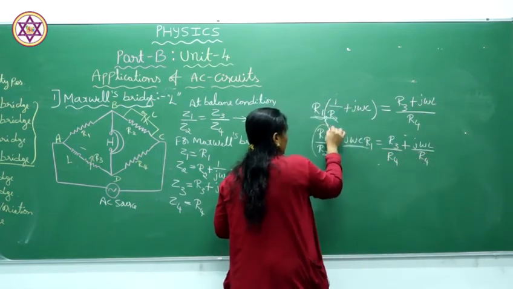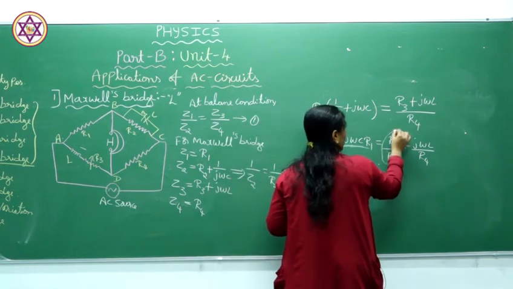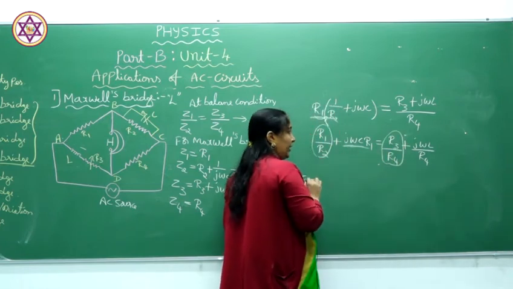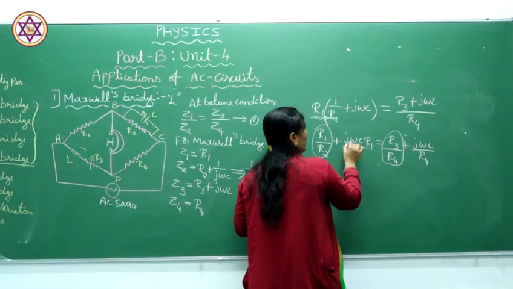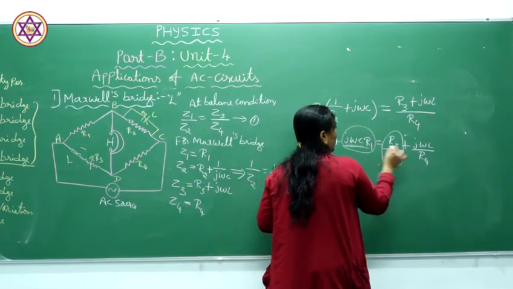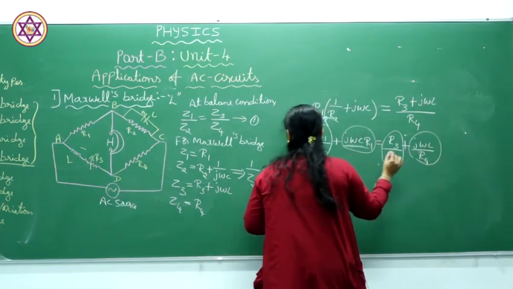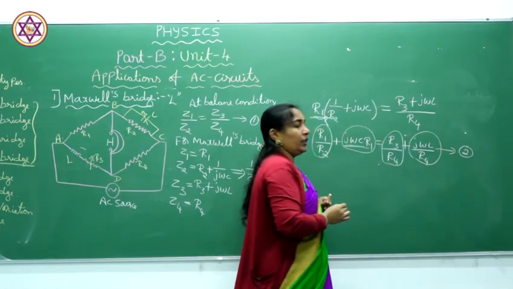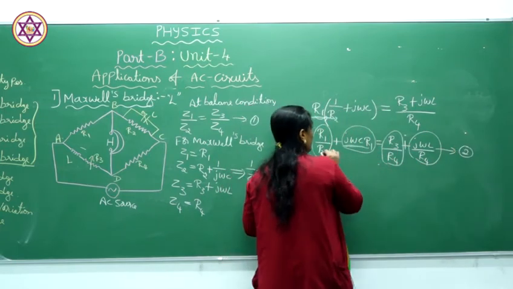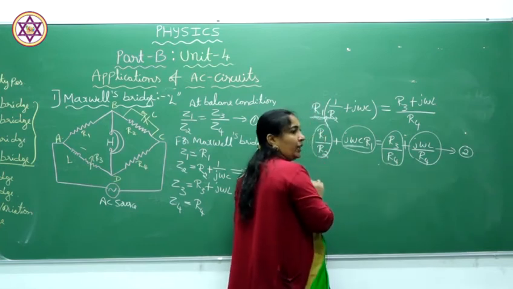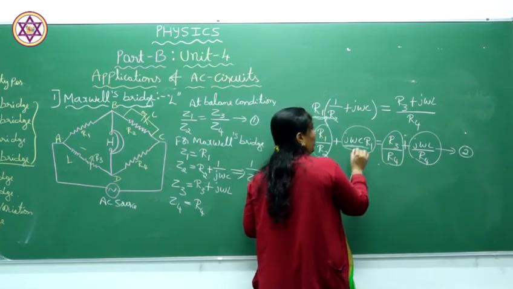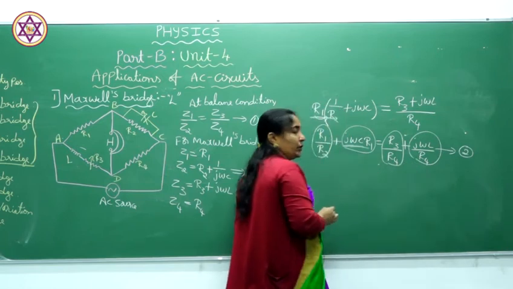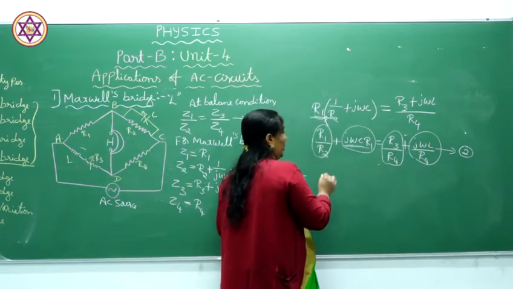So, this is called as the real part of the equation, and this is the imaginary part of the equation 2. So this is named as the equation 2. These two are called the real parts of the equation 2, and these two are the imaginary parts of the equation 2.